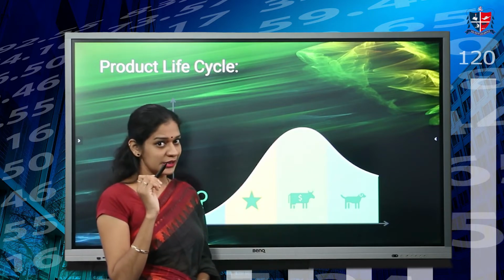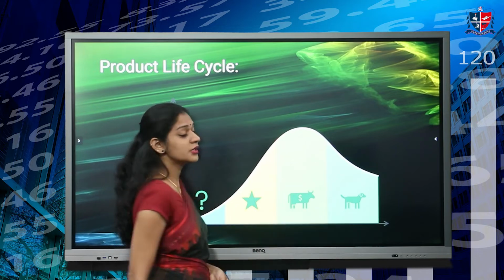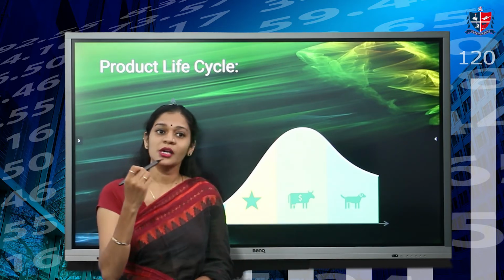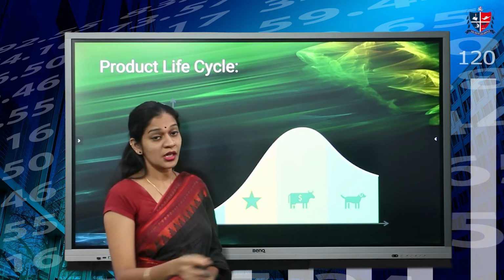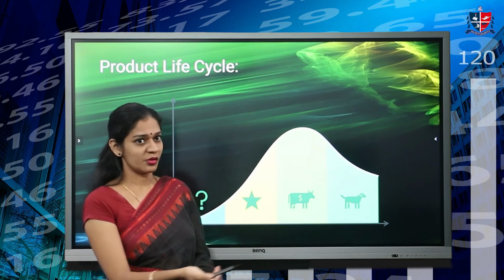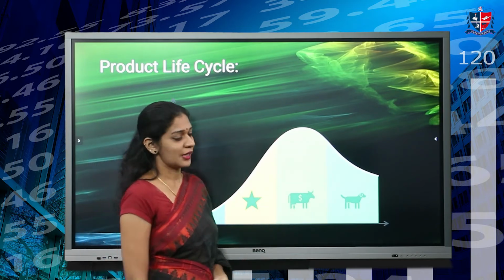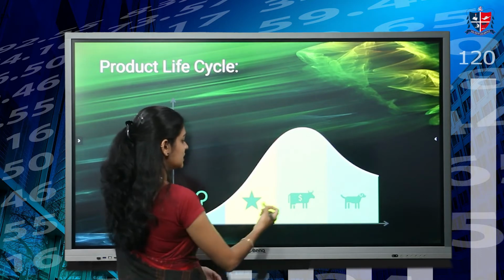Cow is in the maturity stage. That is why they are earning lots of revenue for the organization. And dogs are those products which have almost outdated, or they are almost out of the market. So they have to be removed. Nothing much has to be invested, nor much strategy put, on those products in the dog category. Okay, so these are the 3. I believe you got an idea about these 3 quadrants.